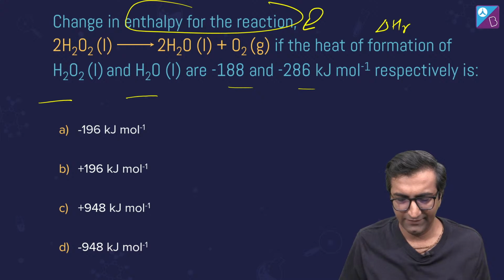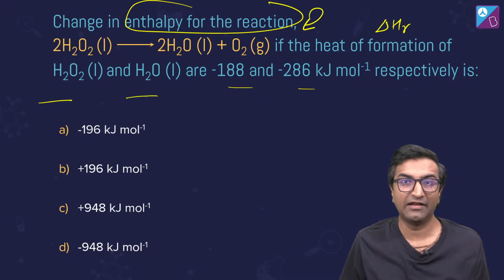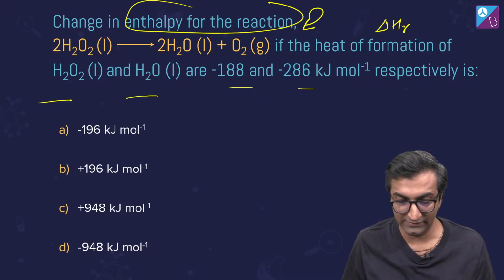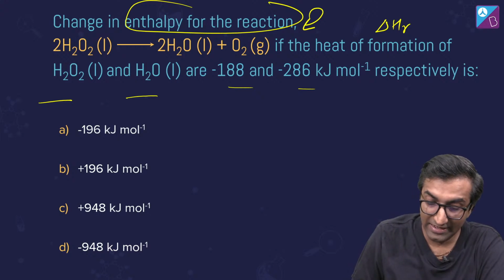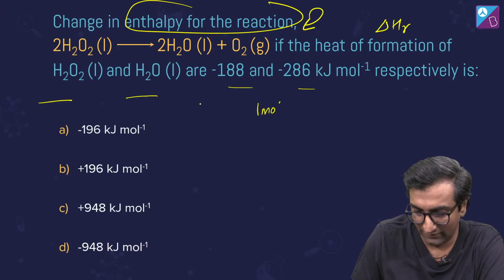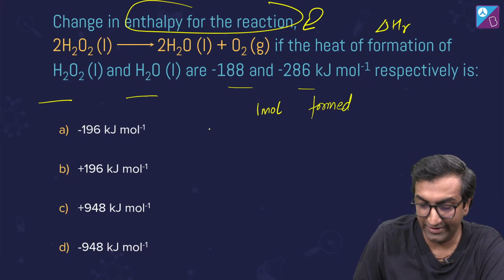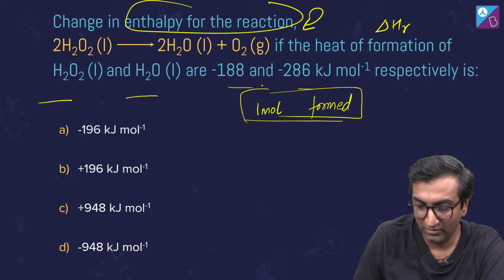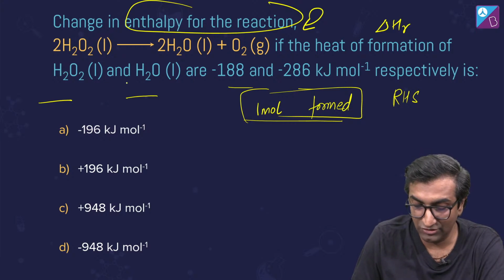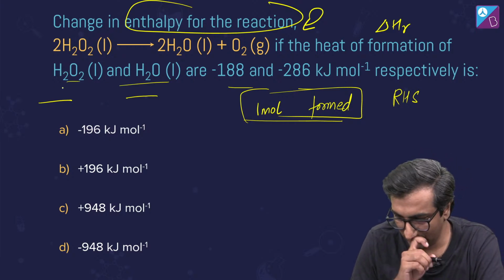काफी doable है. देखो, what is the idea of delta HF? Heat of formation का main concept क्या है? कि I am forming 1 mole of stuff, whatever it may be, formed. ठीक है? From standard states I know that, but 1 mole formed मतलब ये होगा right hand side के reaction में when you are writing the definition of these two. Okay, so we will do that.